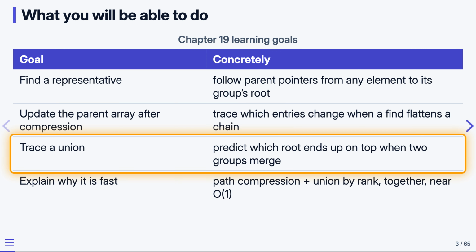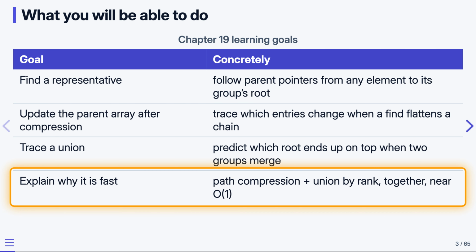Third, you will trace a union. You will predict which root ends up on top when two groups merge. Fourth, you will explain why it is fast. Path compression and union by rank working together give near big O of one time.